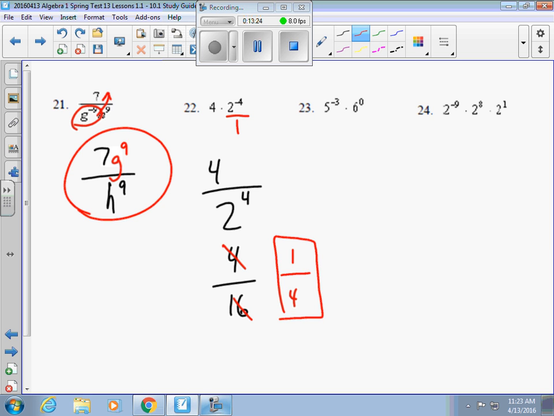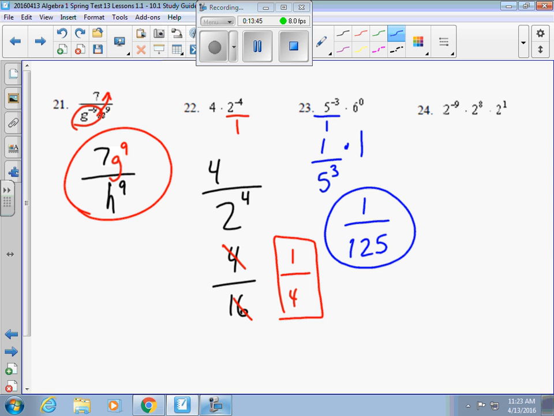5 to the negative third times 6 to the 0 power. Remember, anything to the 0 power is 1. 5 to the negative third has to ride that elevator, become 1 over 5 to the positive third. So 1 over 5 to the positive third, 5 times 5 is 25, times 5 is 125. So 1 over 125.